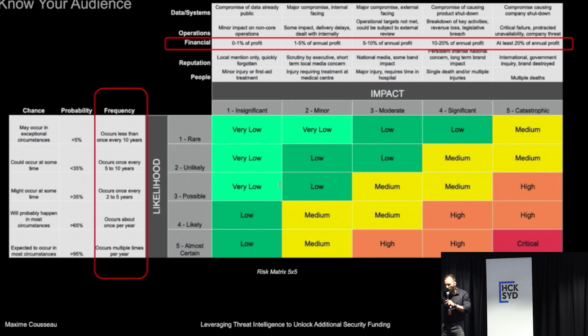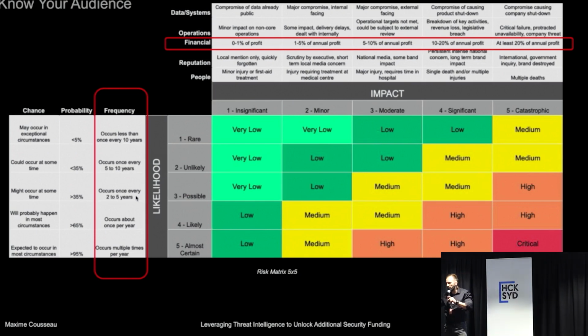The second column there is frequency. So instead of talking about likelihood possible, how about if we start talking about occurring once every 2 or 5 years? Again, same principle, using plain English to explain a risk.